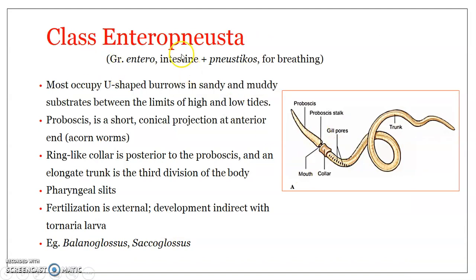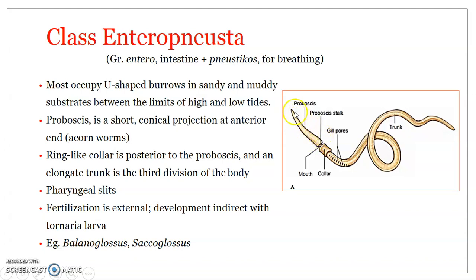The class Enteropneusta: the term comes from entero meaning intestine and pneusticos meaning for breathing, almost like pulmonary or lungs. It is a small group of hemichordates which are popularly known as acorn worms. You can see acorn worms over here. So why the name acorn? Because of the nature of the proboscis. The proboscis is short and is a conical projection at the anterior end, just like an acorn.